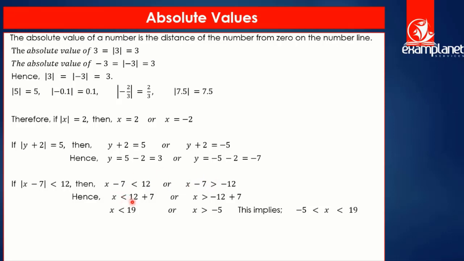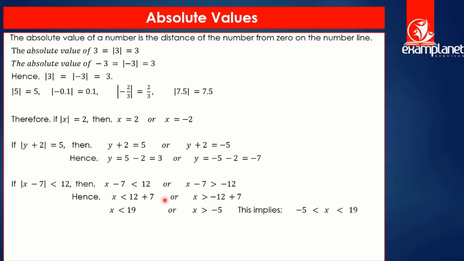So if we solve this, we have x is less than 12 plus 7, or x is greater than minus 12 plus 7. So this means x is less than 19, or x is greater than minus 5. And what does this mean? It means that minus 5 is less than x, and the same x is less than 19. Remember how to combine them. So which gives us minus 5 is less than x is less than 19. That means x must be a value between minus 5 and 19 for this statement to be true.